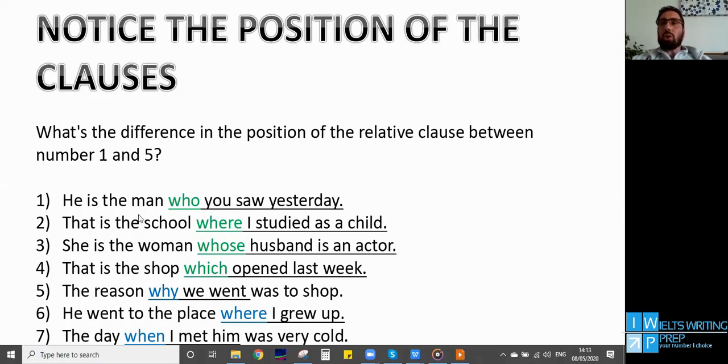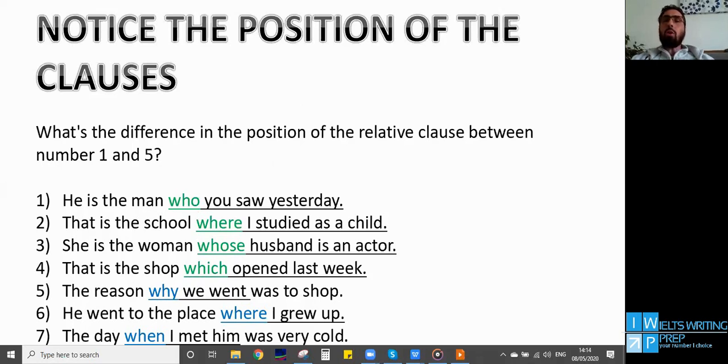So relative clauses can come anywhere in a sentence. They can come after a subject at the beginning, or they can come at the end. All they need is a noun. We can place relative clauses in any position as long as we have a noun to give information about. Here we have the relative clause coming at the end of the sentence, and here we have a relative clause giving information about the subject of a sentence.